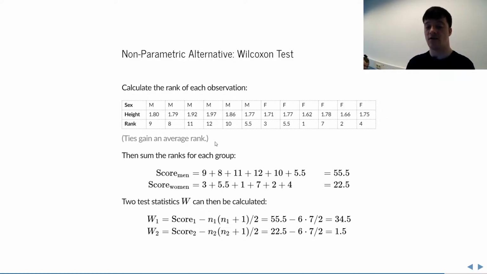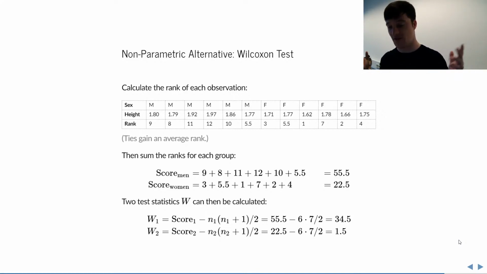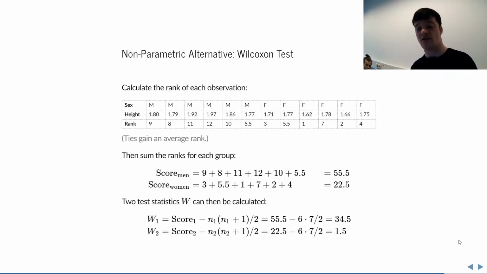Now, the only thing to note here is, of course, what if 2 people have the same height? Of course, if you keep measuring with infinite precision, they probably don't have the same height, but rounding errors can occur, so ties are possible. When that happens, just give them rank 6 and 7, for example, and take an average. So they would both get rank 6.5.